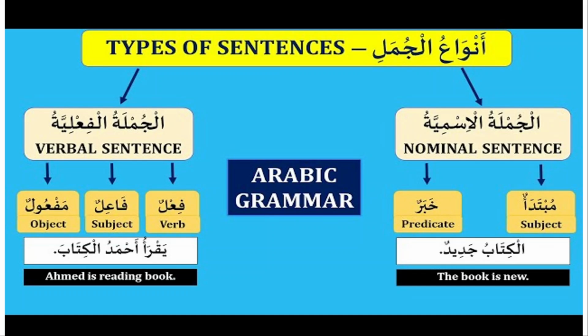Now, the distinguishing feature, and how do you recognize a sentence as verbal, is simply that it starts with a verb. It starts with some action word, right? For example, yaqra is read. So it starts with read, which is an action word. So that's how you know that this is an example of jumlatul fi'liya.